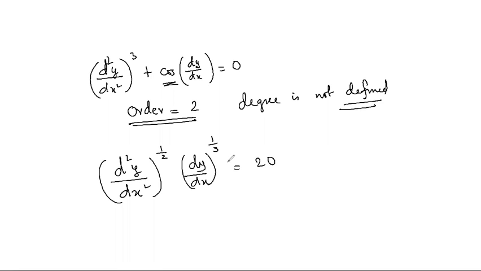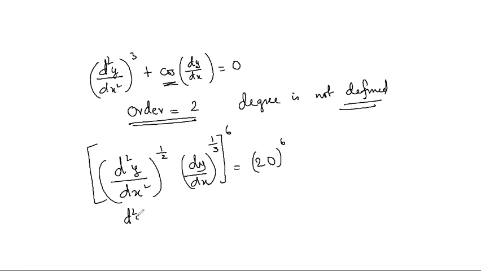Write your answer. 3. So what should I do? To remove this radical power, what is the least value with which I should multiply both sides? 6. Least power. I should take it raised to 6.